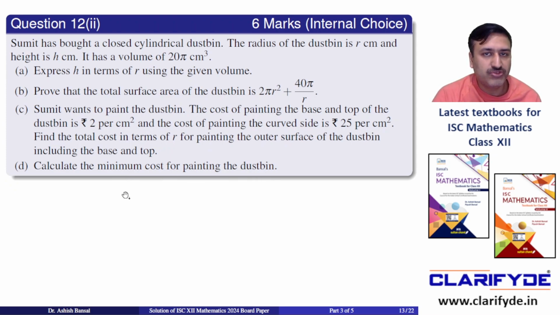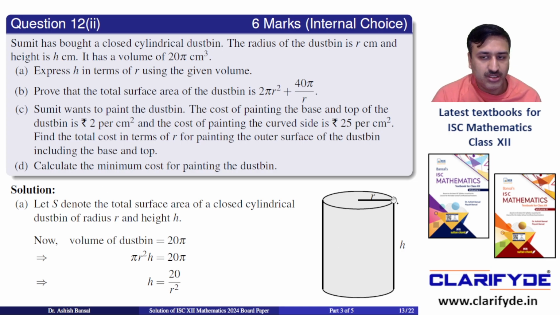So let us now move one by one. Let us look at the dustbin first. It is in the shape of a closed cylinder and the radius is r, height is h. Let S be the total surface area of this cylinder. Now volume of dustbin is given to be 20 pi. Using this information we can write pi r square h equal to 20 pi. So we get the value of h in terms of r. This is the first part.